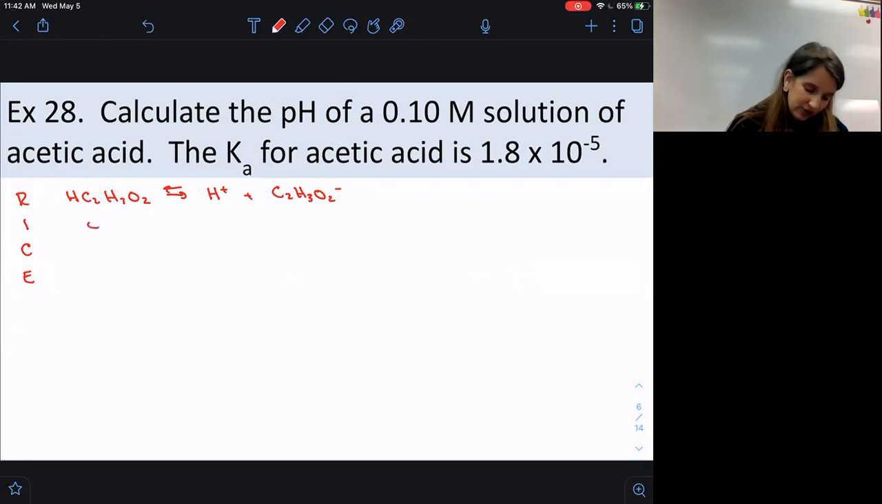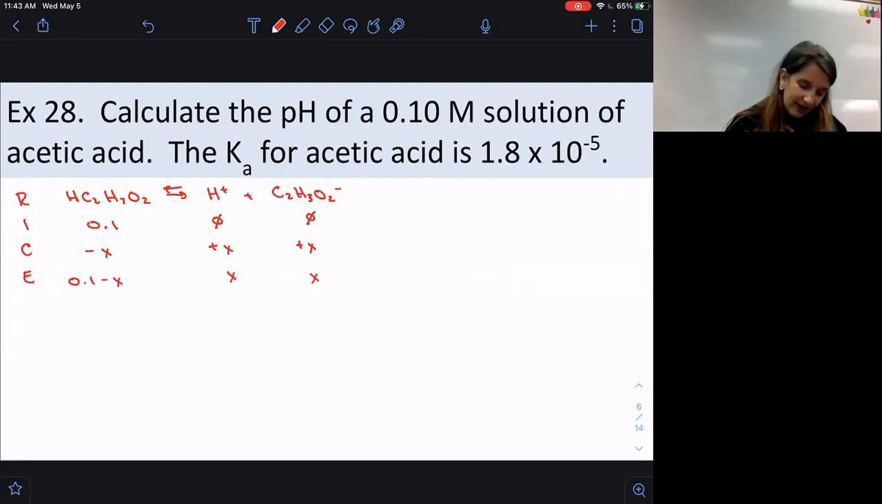So that is our initial concentration of acetic acid. As with equilibrium problems, we start with no products. Now remember, we are losing some concentration on our reactants and we are gaining some concentration in our products. So our equilibrium row is going to be the I and the C put together.